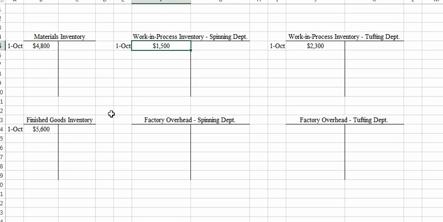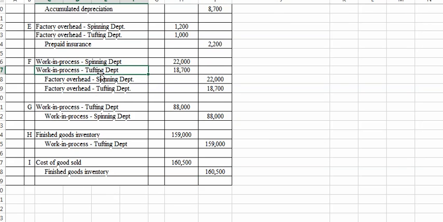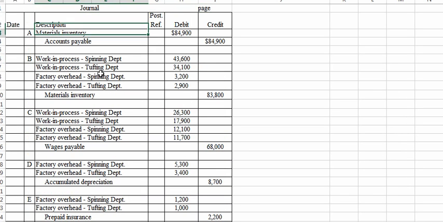Work in process inventory for the spinning department, $1,500. On October 1st, work in process inventory for the tufting department was $2,300, and then finished goods, where the balance there was $5,600 to start the month. Now we want to update this month for the October transactions. Well, here we have all the October transactions. They're just wanting ending balances for all of the work in process accounts and factory overhead accounts.